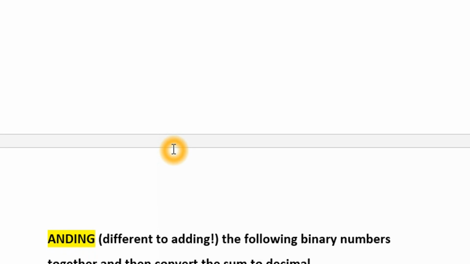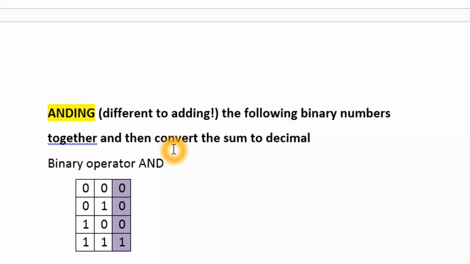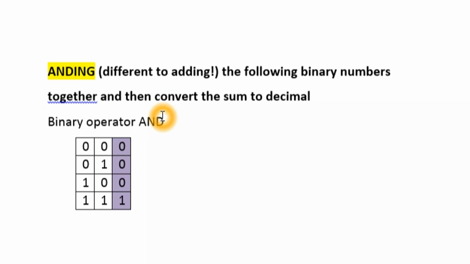Okay, the next one that we are going to do is carry out bitwise AND. Now in the original question, if you don't mind, please correct that question. It actually says adding the following binary numbers. It should be ANDing, because if you're adding binary numbers, you get a different answer to what you would get if you were ANDing them.